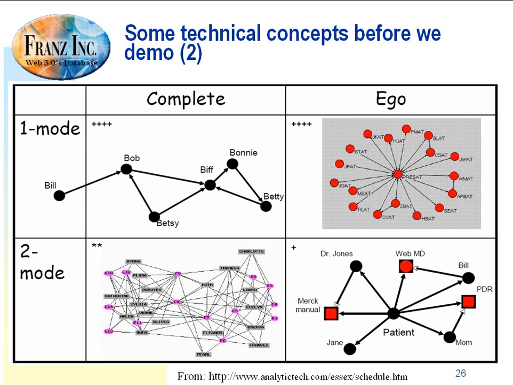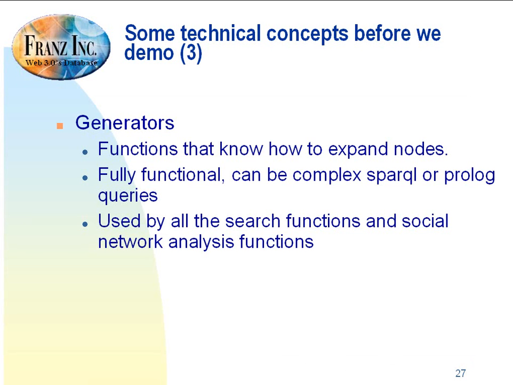But for our social network analysis, it doesn't make much of a difference because we have generators to deal with how you go from one node to the next node. So that brings me to the next point, which is the generators. Those are the most important thing to understand in how we do social network analysis. Generators are functions that know how to expand nodes.